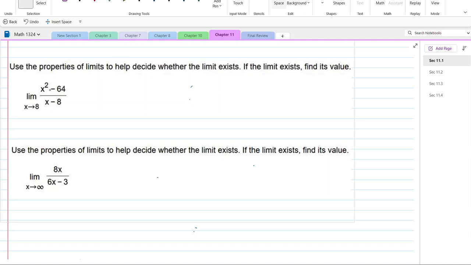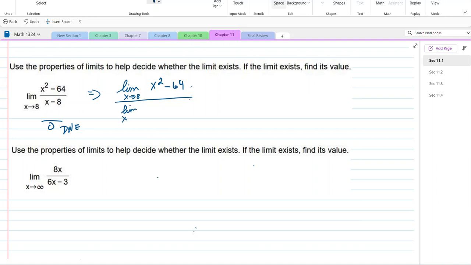Value. All right. So in this case, we're going to say the limit, because we know if we drop in 8, we're dividing by 0, and it does not exist. But we can't say that because we're taking it from the left and the right. So this means the limit as x approaches 8 of x squared minus 64 over the limit as x approaches 8 of x minus 8. Well, this is that 0 thing, right? And this equals some value because it's 0 over 0.